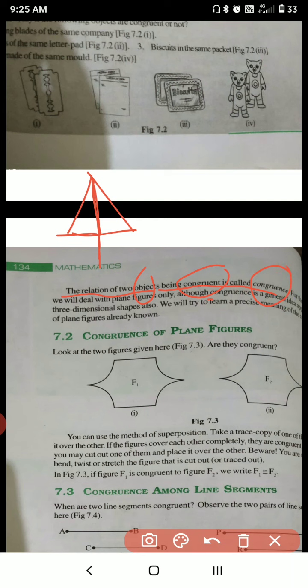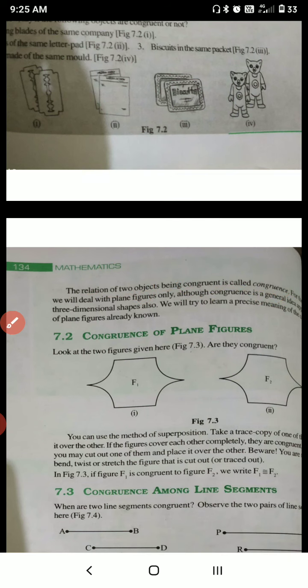Now here, congruence of a plane figure. Plane figure means square, circle, rectangle. These are examples of a plane figure. So here, congruence of a plane figure. When can we say that two plane figures are congruent?